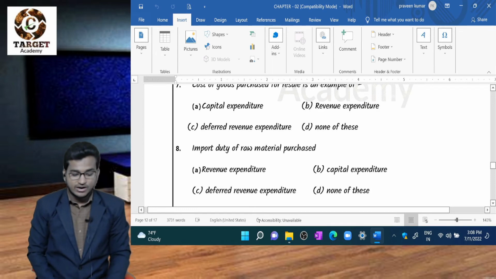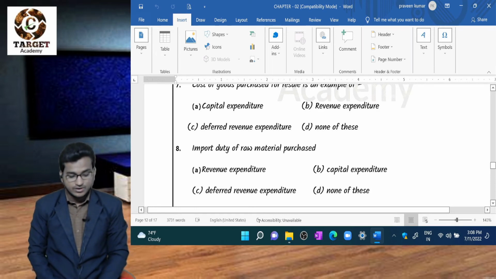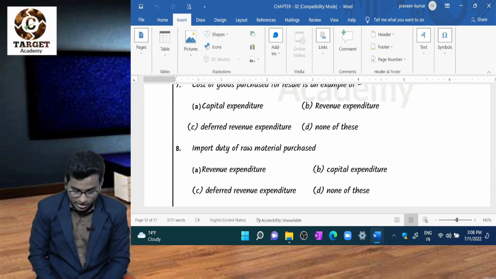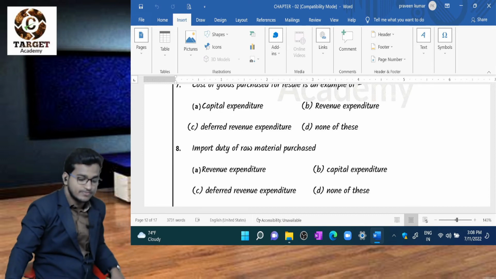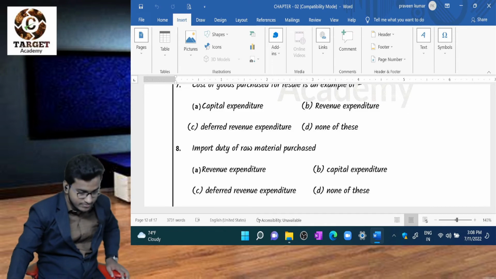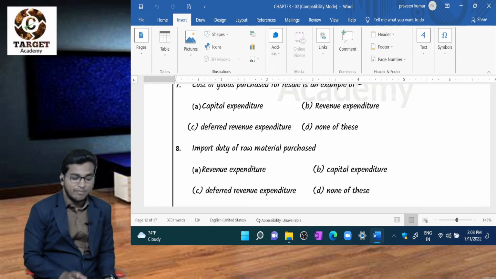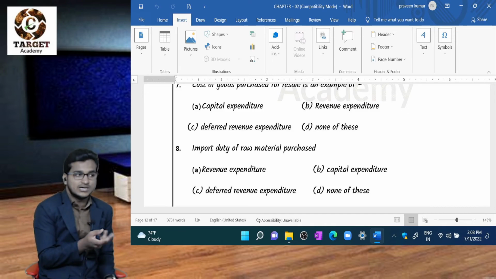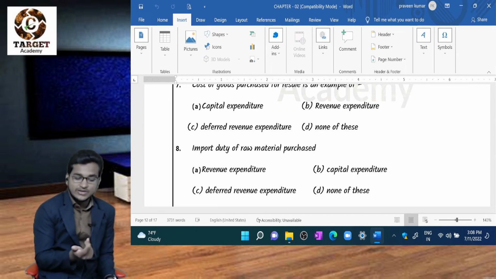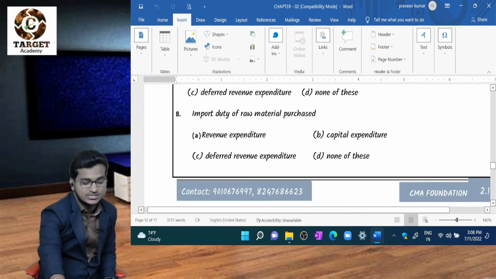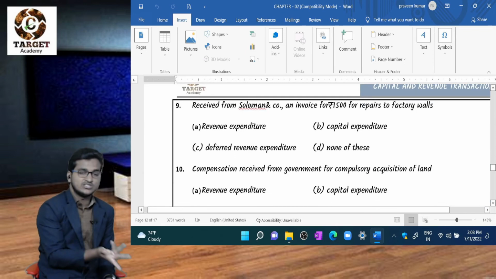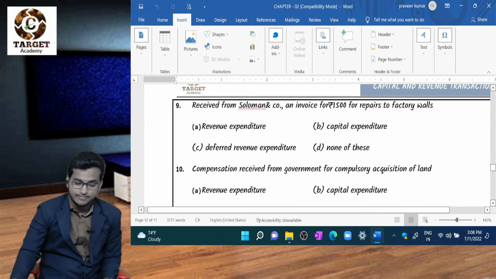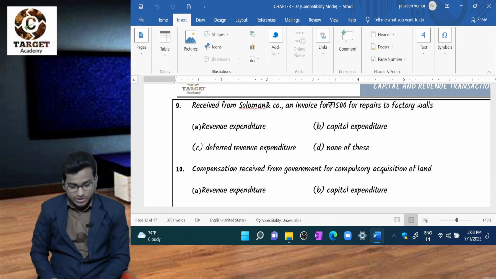Import duty of raw material purchased. We are purchasing raw material, and for that we have to pay import duty. Tell me what is the answer. We are purchasing raw material, that means we are purchasing goods itself, that is a revenue transaction, so that is also revenue expenditure. If it is an asset, that will be capital expenditure, but that is not an asset, that is revenue in nature, revenue expenditure.